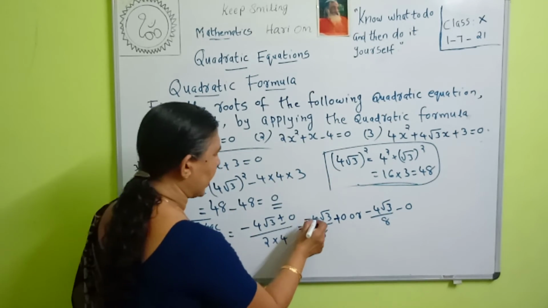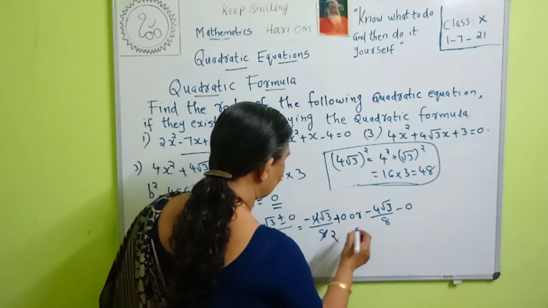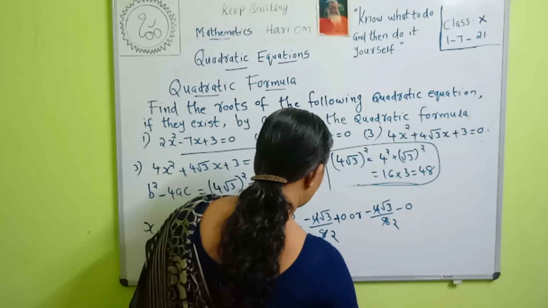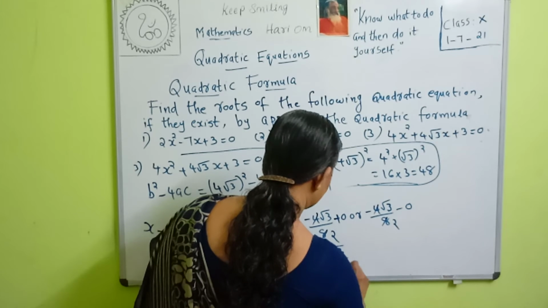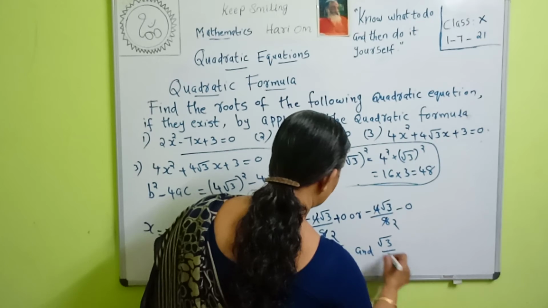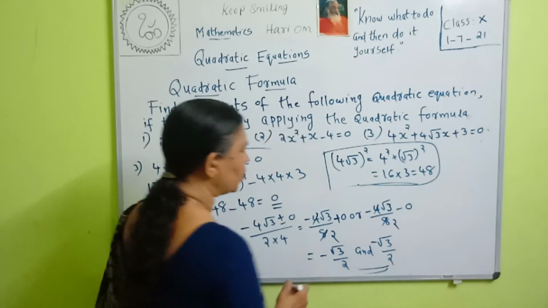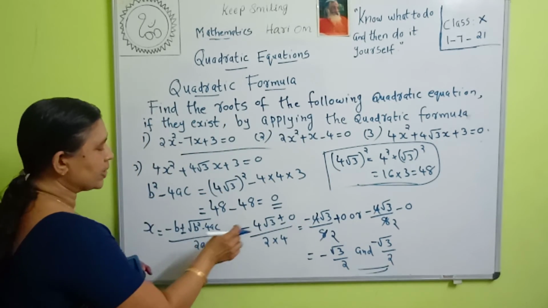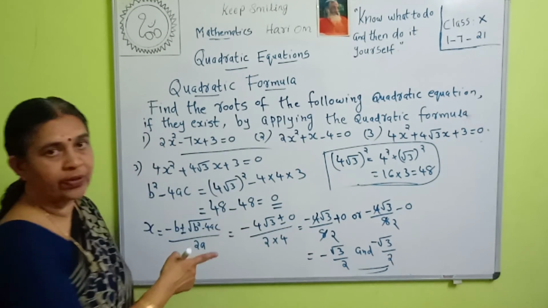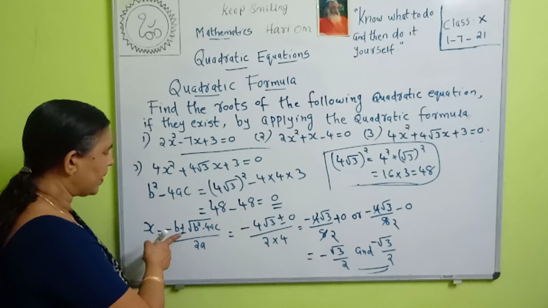Then we can cancel here. It is equal to 2. Here also we can cancel 2. Then it is equal to minus root 3 by 2, and the second one is also minus root 3 by 2. So the equation has two equal roots. So if b square minus 4ac is equal to 0, the equation has two equal roots.